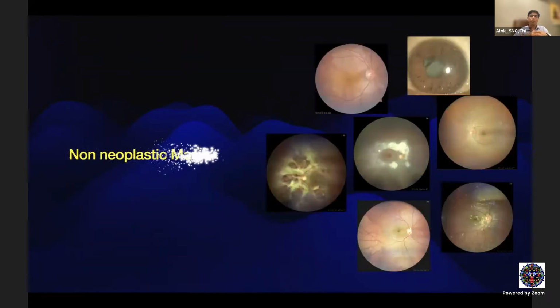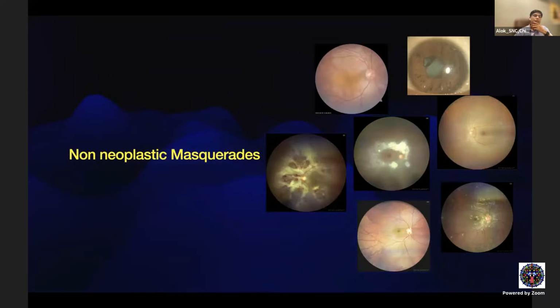So in the next few slides, I will be showing 13 cases which we have seen in the last several years and which were referred to us as uveitis, or we mistook them as uveitis, only to later realize that we were dealing with something else.